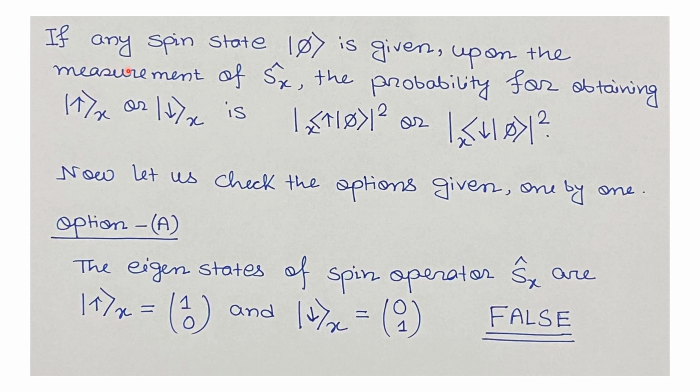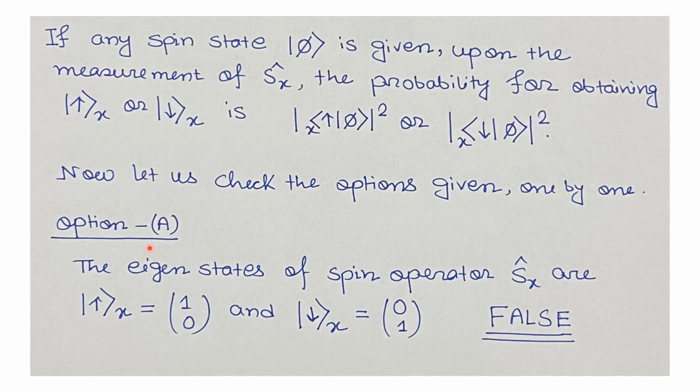Now, if any spin state, that is the ket of phi, is given, upon the measurement of the spin operator Sx cap, the probability for obtaining the up spin state or down spin state of the x component is the mod square of the inner product between the up spin and phi state, or the mod square of the inner product between the down spin and phi state. Now, let us check the options given one by one.